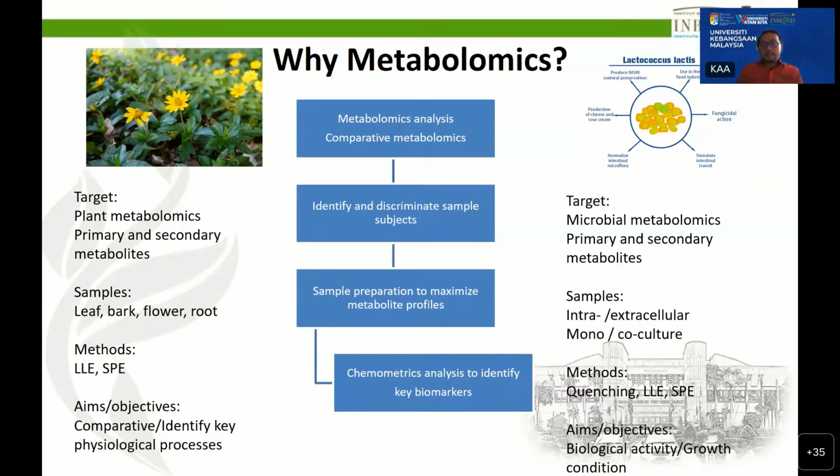And again, the aim or objective for microbial metabolomics is similar to plant metabolomics. Of course, we want to do comparative metabolomics at the end. Comparative metabolomics is very important when we're designing our experiment involving metabolomics. Of course, we want to know the biological activity, the growth condition, and also to identify the key physiological processes happening in our microbial system.